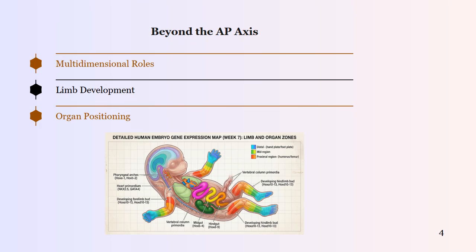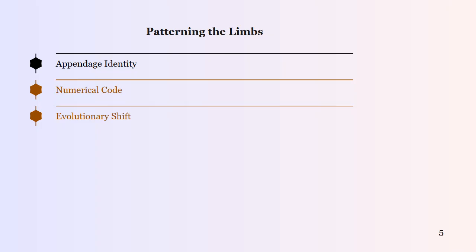Limb development. Specific subsets of Hox genes are critical for organizing the proximal-to-distal growth of arms and legs. Organ positioning. They provide the necessary positional information for the internal placement and shaping of organs, like the lungs and kidneys. 5. Patterning the limbs. Appendage identity. Hox genes of the A and D clusters are specifically assigned to define where the humerus ends and the fingers begin. Numerical code.